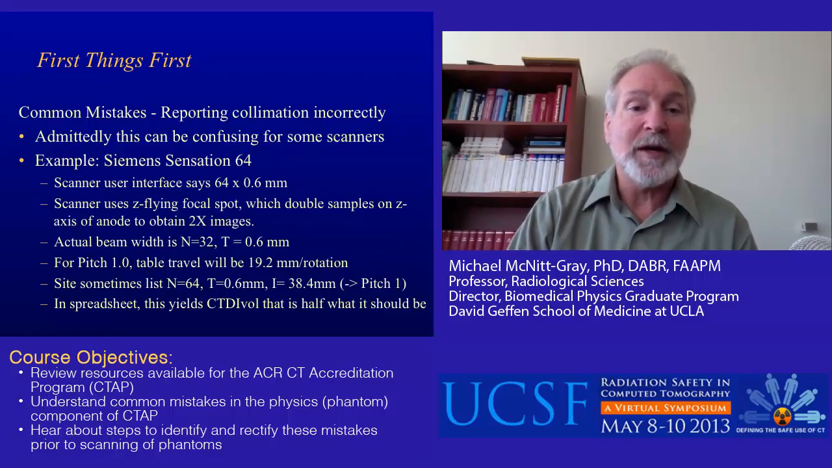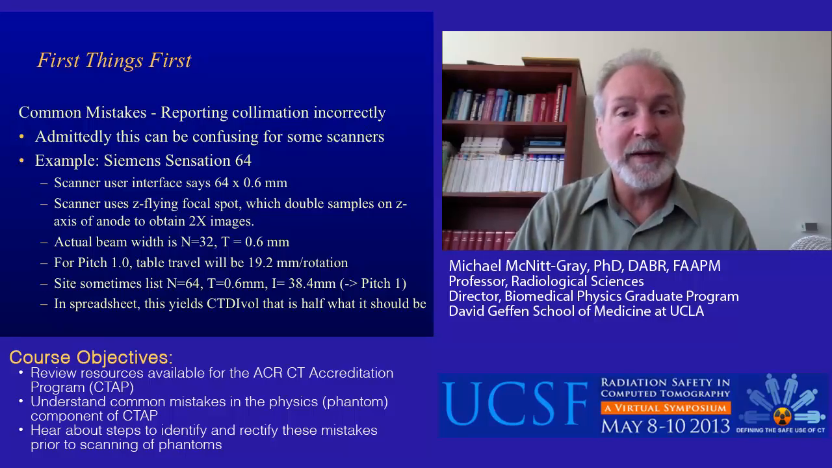Another common mistake is reporting the collimation incorrectly. And admittedly, this can be confusing for some scanners. For example, on the Siemens Sensation 64, the scanner interface says 64 by 0.6. However, in that scanning mode, the scanner uses the Z-flying focal spot, which double samples on the Z-axis of the anode to obtain 2 times the images. The actual beam width uses an N, or number of data channels, of 32, and each data channel, or T, is 0.6 millimeters. For a pitch of 1.0, the table travel then will be 19.2 millimeters per rotation.